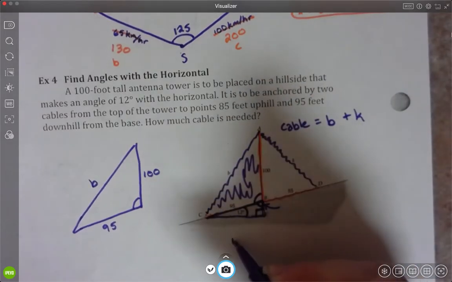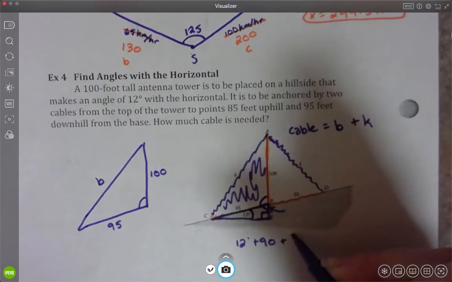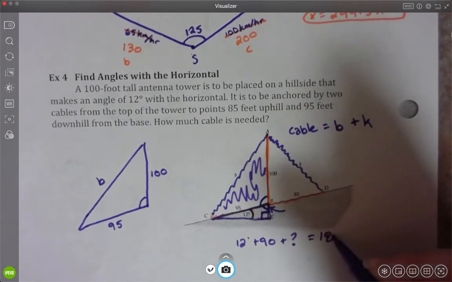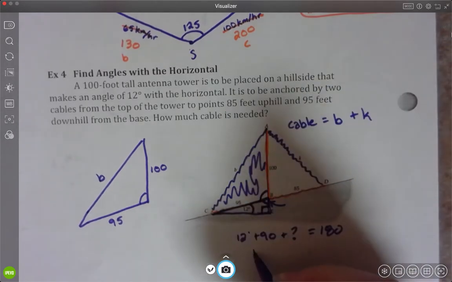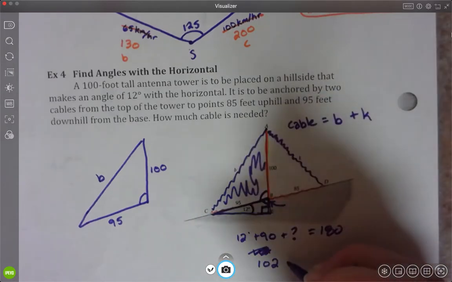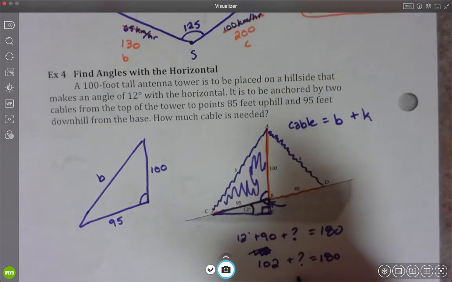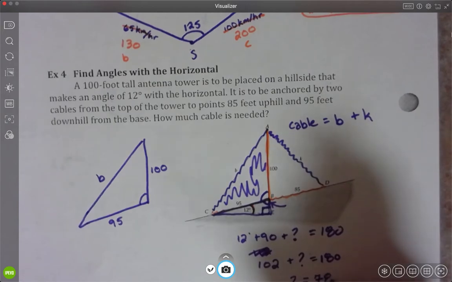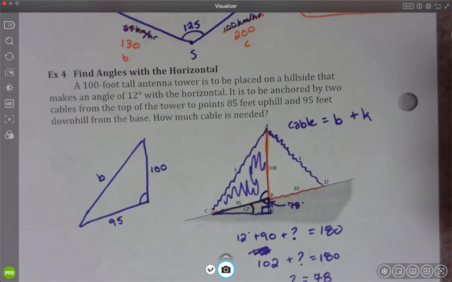So this 12 degrees plus the 90 degrees plus whatever this angle is has to add up to 180 degrees, right? So I can add those two together. That would be 102, plus my question mark would be 180 degrees. And then if I subtract it from 180, this has to be 78. So this angle right here is 78 degrees, okay?